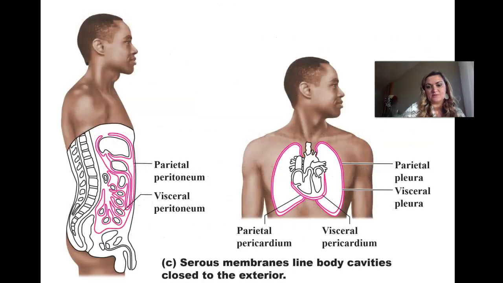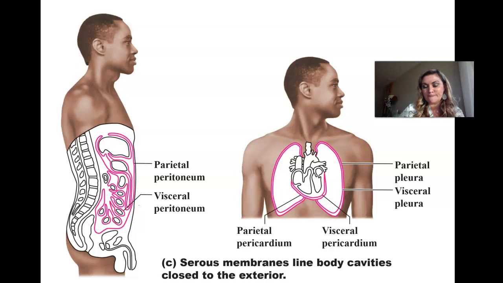And so here's what it looks like. So you have the parietal peritoneum, which is going to be towards the walls of the body cavity, and the visceral peritoneum, which is going to be the inner portion that's actually close to the organs. Over to the side, you see we have it surrounding the lungs. So you'll have the outer portion towards the walls of the body, which is the parietal pleura. The portion of the membrane that's towards the lungs is going to be the visceral pleura.